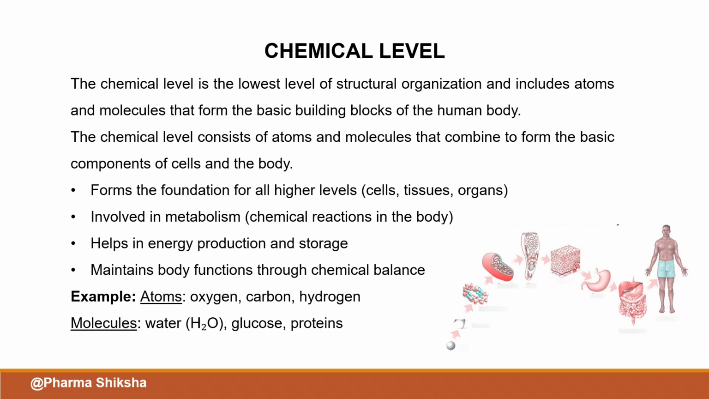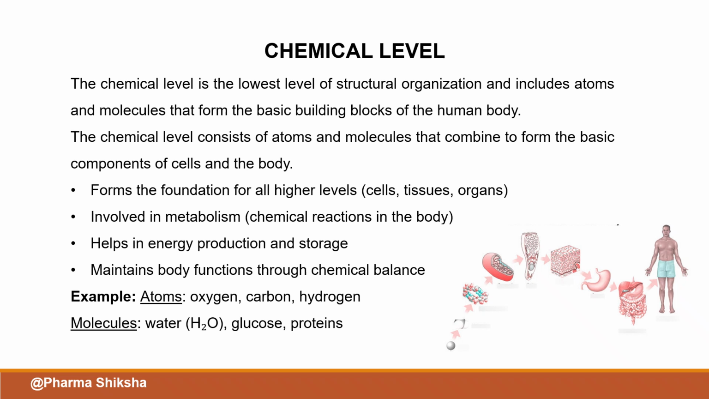Without chemical level there will be no rest of the organ levels, and it is involved in metabolism. So for chemical reactions in the body, there should be the chemical level. And the chemicals like atoms or molecules help with energy production and storage. Here we can see the mitochondria. The mitochondria is the powerhouse, we used to say, which helps for the energy. It gives the energy, ATP, to the cell. Without energy there will be no working, nothing will work, and there is no need of studying physiology. So without energy nothing will happen.